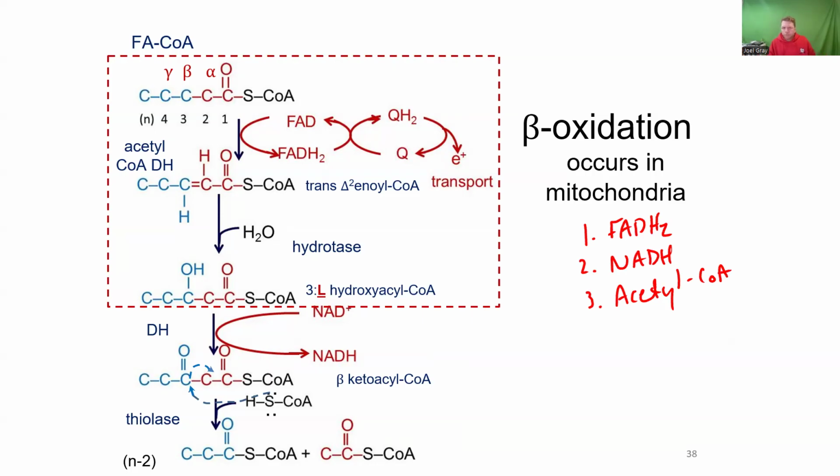So overall, if I said you have a 64 carbon long fatty acid, what are you going to make from all of that? Well, my first question is, how many rounds of beta oxidation are you going to do? How many rounds of beta oxidation?